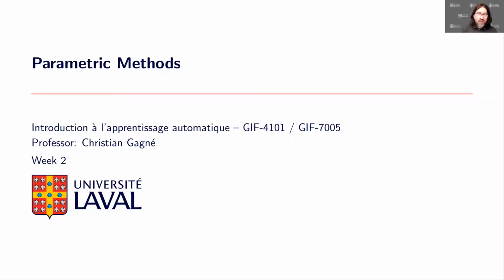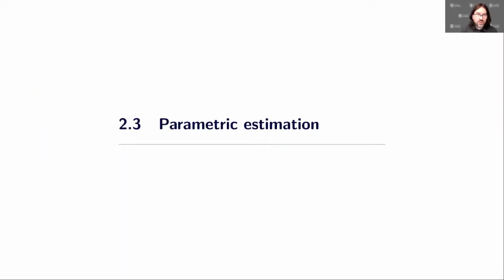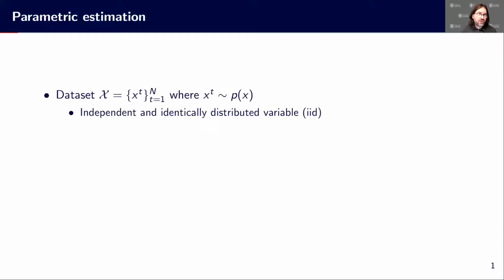Let's now get into parametric methods. So let's talk about parametric estimation. By parametric estimation, we are looking at a dataset X, which is made of n samples, which are xt from t equal to 1 to n. And we assume that each of these xt samples is following a given distribution given by p(x).